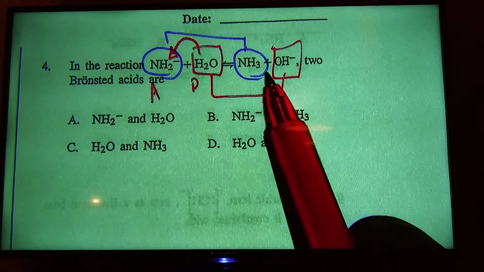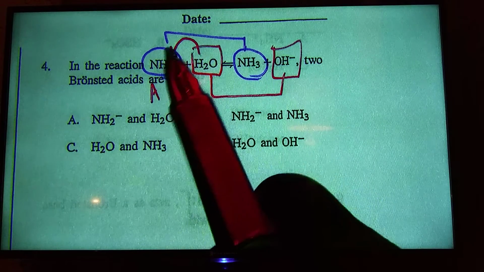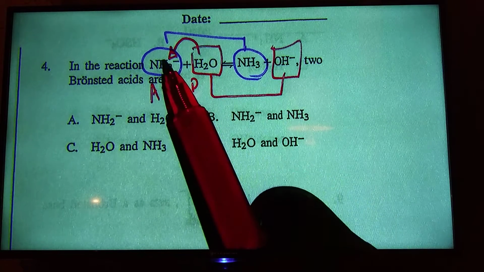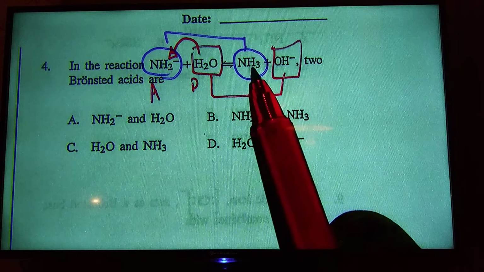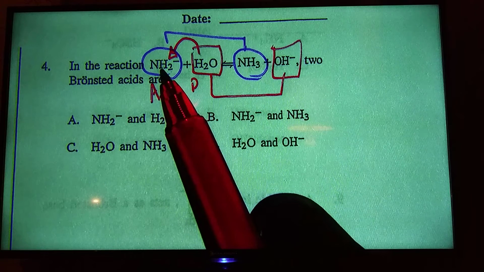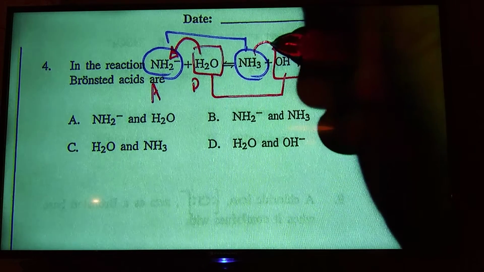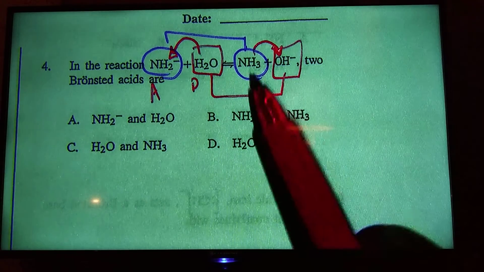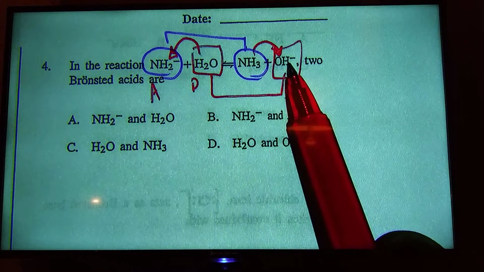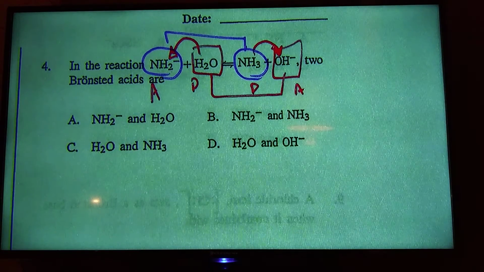Let's look at the product side. From NH3 to NH2, what's going on? You're going to lose an H. One of these H's is going to be lost. So you lost an H to the product, went to the reactant side. Where does it go? It's going to have to go to the OH. Again, this guy donates, he accepts. Donates, accepts. Go through that process.